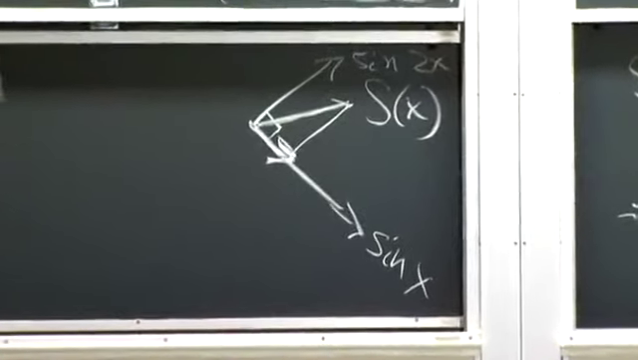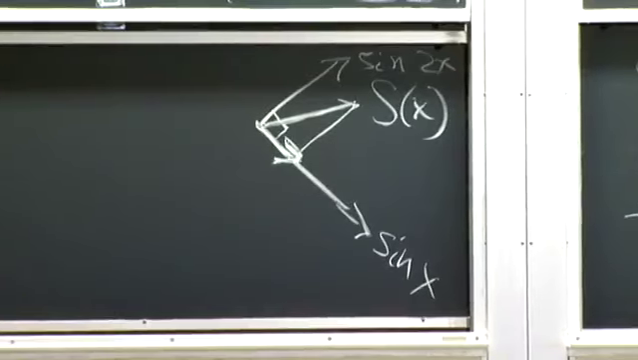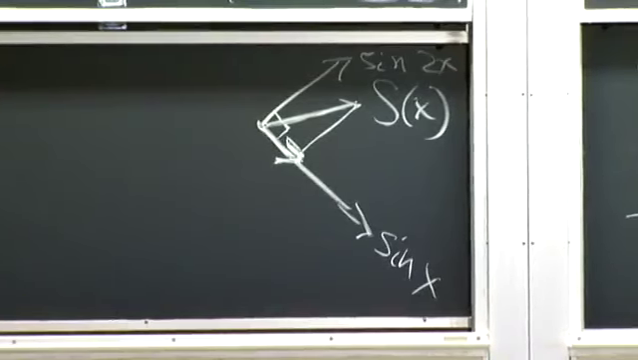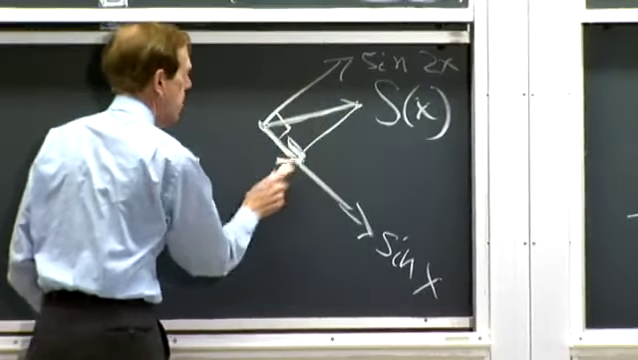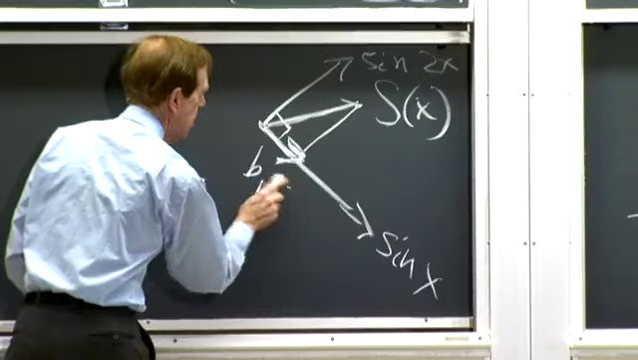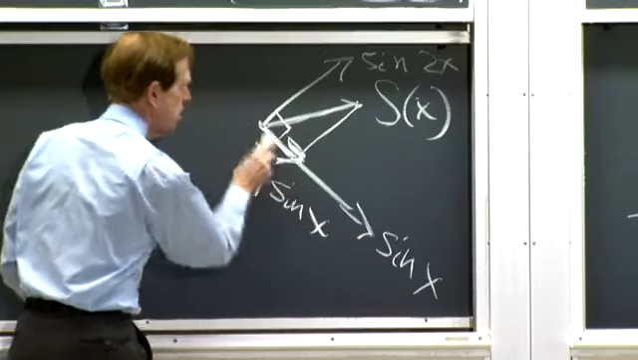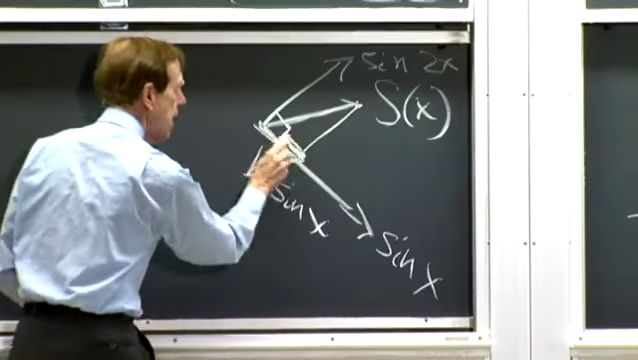If you don't like sine x, sine 2x, s of x, write v1, v2, whatever, to think of them as vectors. So that is b1 sine x. That's the right amount of sine x.